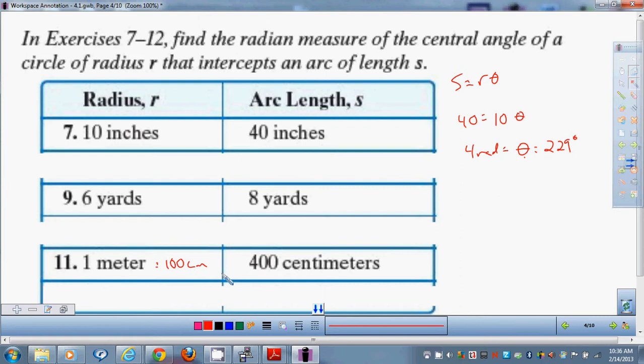Sure, let's do number 9. Let me change colors. S equals r theta, divide. 8 divided by 6 reduces to 4/3. If you're going to leave it like that, I want you to put radians. S equals r theta, that was the technical formula for it. Now, remember, I also want it in degrees, so we're going to take 4/3 times 180 over pi.